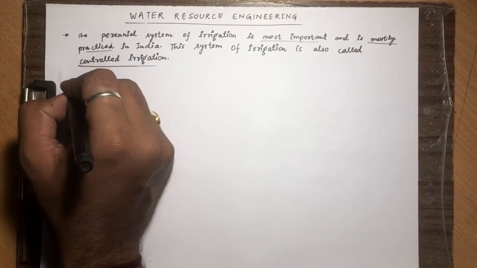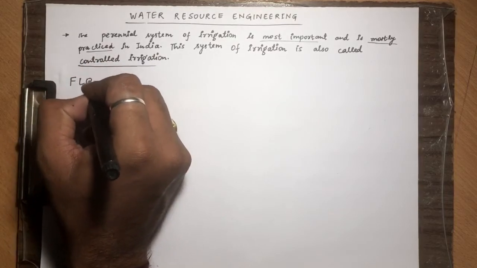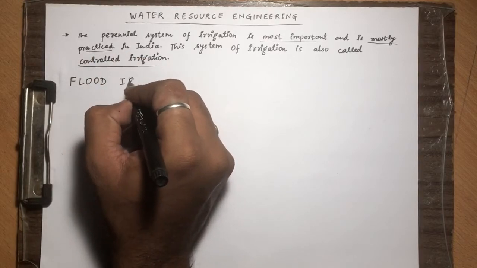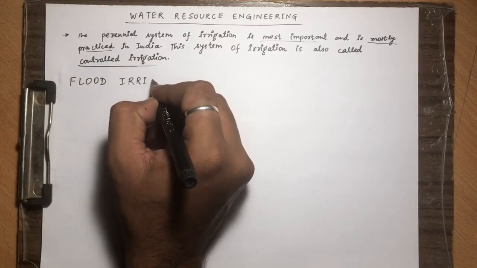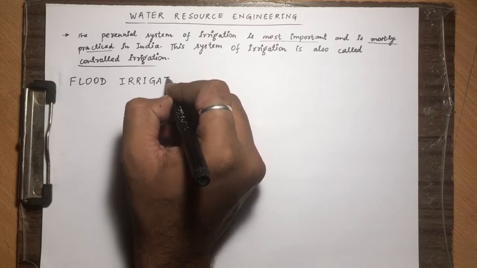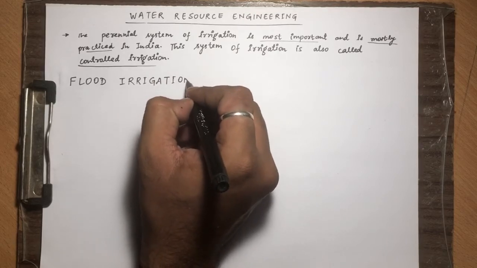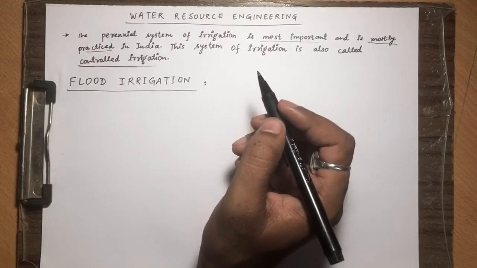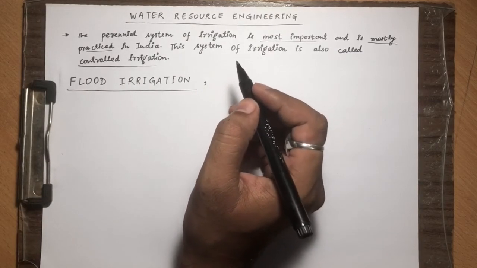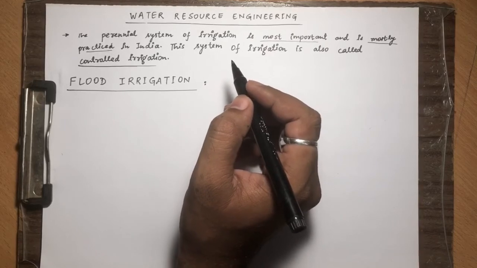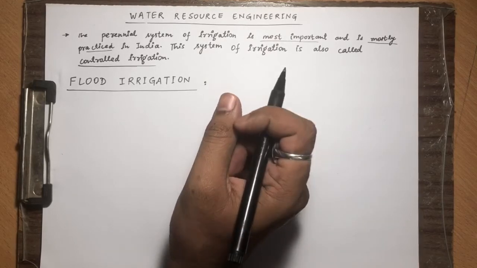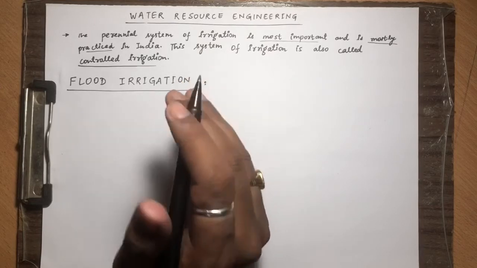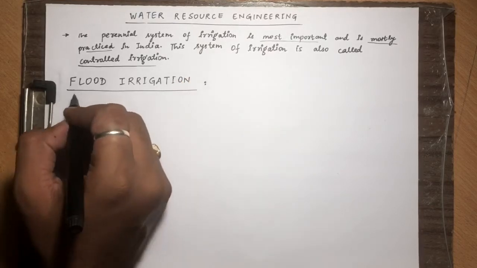So after this we are having flood irrigation. We have seen in the previous class that there are two types of irrigation. First one was perennial, second is flood. So it is a part of surface irrigation.